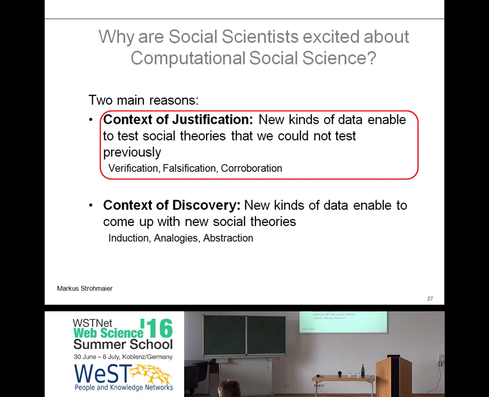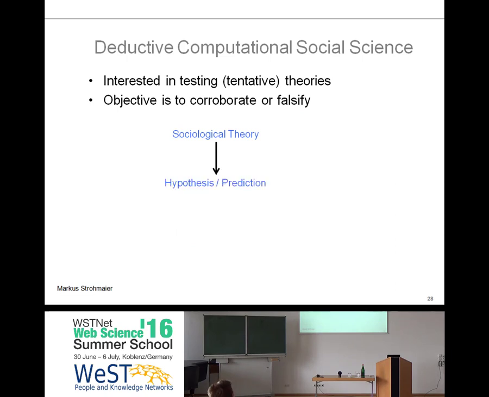And what I'm trying to do in the next 50 minutes or so is give you an idea of a couple of sociological theories that can be used to infer hypotheses through operationalization, which then can be tested with web data. So that's the scientific process that I want to look at, right? Given a theory that can be operationalized as hypothesis, and given web data on which we can test this hypothesis, what can we learn about these hypotheses?